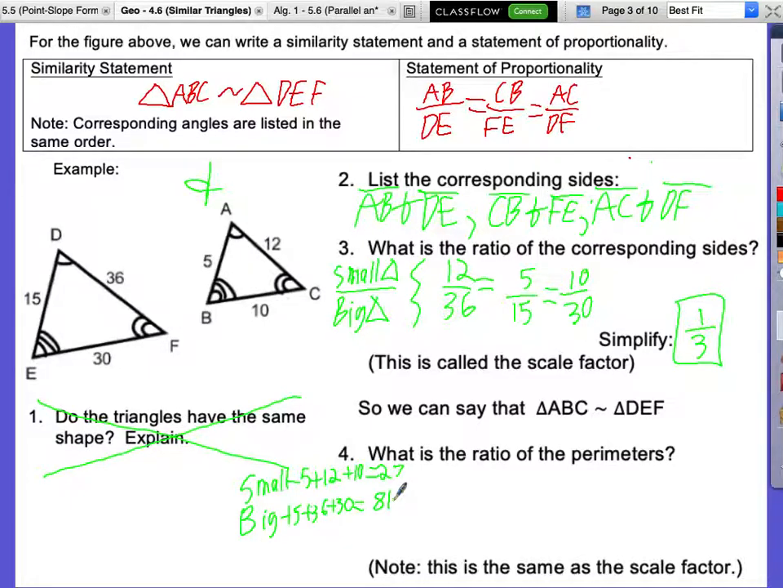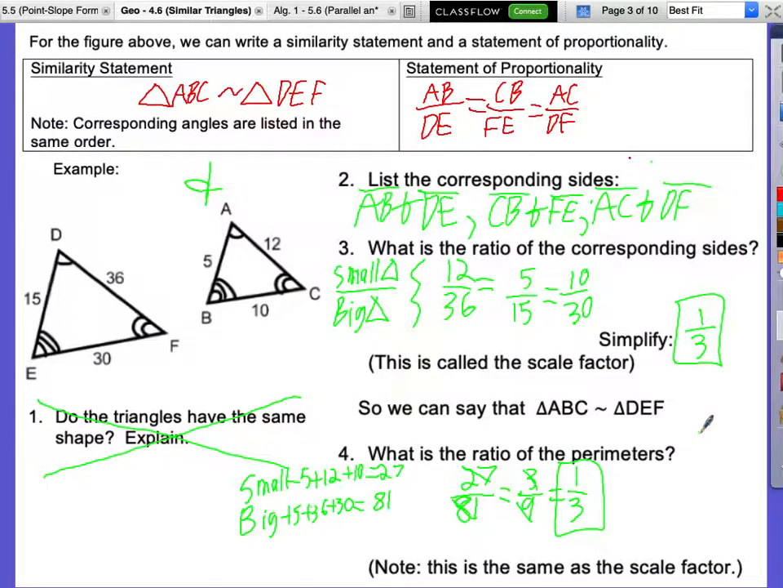What's the ratio of the perimeters, small to big? 27 over 81. Does any number go into both of these? Yes, 9. 9 goes into 27 3 times, and 9 into 81 9 times, okay? And then does this get any smaller? Yes, 1/3. What do we notice about the ratio of the perimeters compared to our scale factor? They're the same. It was meant to be.